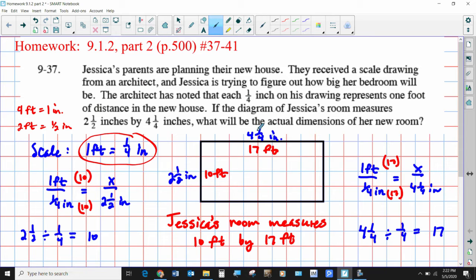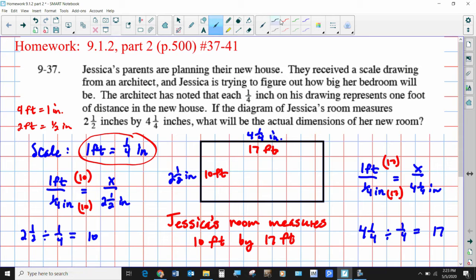And then the same thing applies here, where it's just how many 1/4 can you fit into 4 1/4? Well, you can fit 4 of them into 1, so you'll fit 16 of them into 4, plus another 1 for the 1/4. So that ends up being 17. So the dimensions of Jessica's room end up being 10 feet by 17 feet.